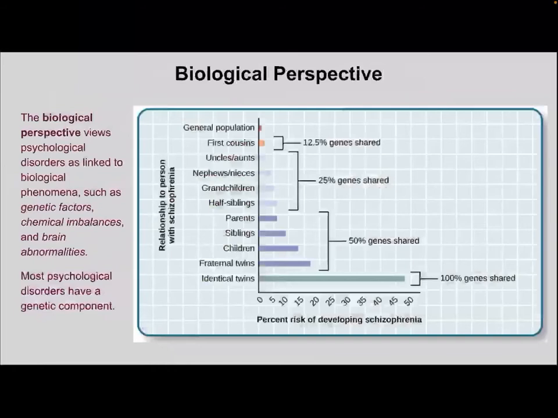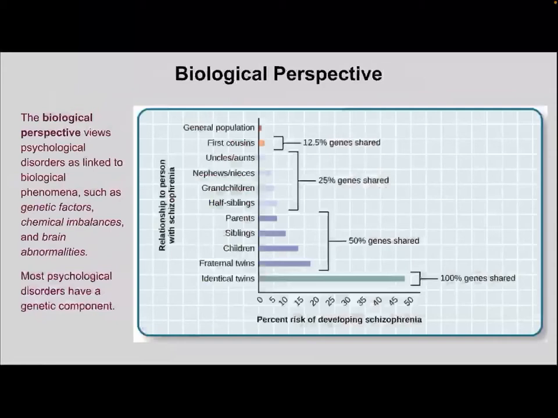The biological perspective just tells us that psychological disorders are not only something that is a product of our environment, that it's also something that we're born with. And in a moment, we'll talk about the combination of the two, but this shows the biological perspective, showing that psychological disorders are, in fact, genetic.